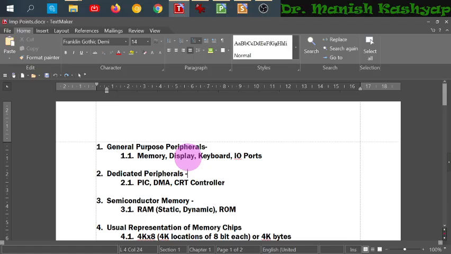Similarly, display is also essential. If you do not have a mechanism of seeing what's going on inside the microprocessor in terms of obtaining your results, etc., then you do not have very much use of that microprocessor, right? And similarly, you need to have a keyboard to be able to interact with that microprocessor. We need to have a keyboard, and also you will need to have some input-output ports.